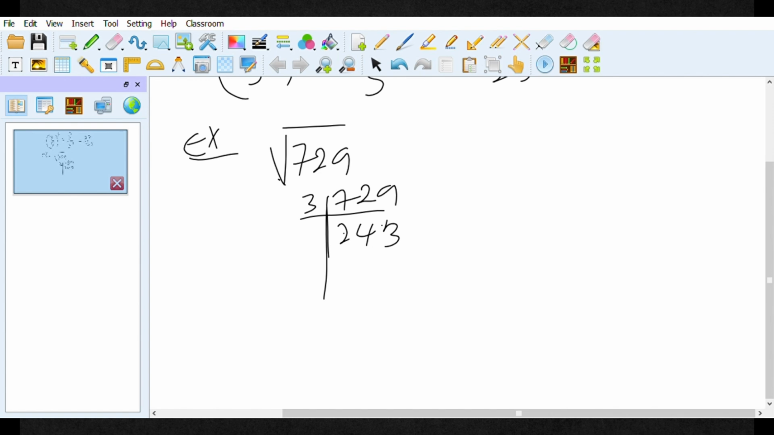Okay, so 243, we also try to divide by 2. No, it's not going to work. Can 3 divide it? Yes. If 243 is divided by 3, we get 81. So can 81 be divided by 2? No. Can 81 be divided by 3? Yes. So if 81 is divided by 3, we get 27.